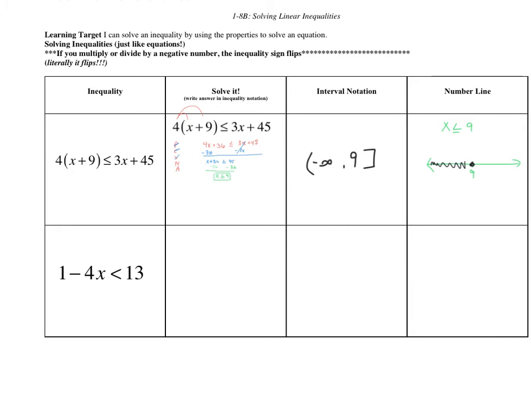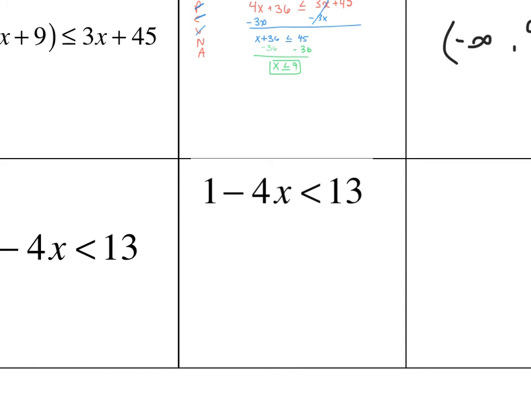For our next example, we have 1 minus 4x is less than 13. The first step, always, is to rewrite your inequality. I now need to solve my inequality for x, so I rewrite my PCVNA procedure. I ask myself, do I have any parentheses? I don't. Can I combine any like terms? I can't. Are all my x's on the left-hand side? They are. Are my numbers on the right-hand side? They aren't. So I'm going to subtract 1 from both sides.